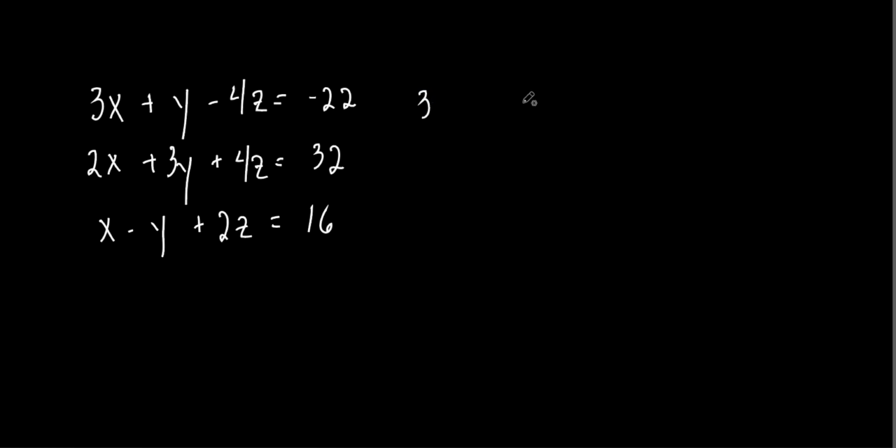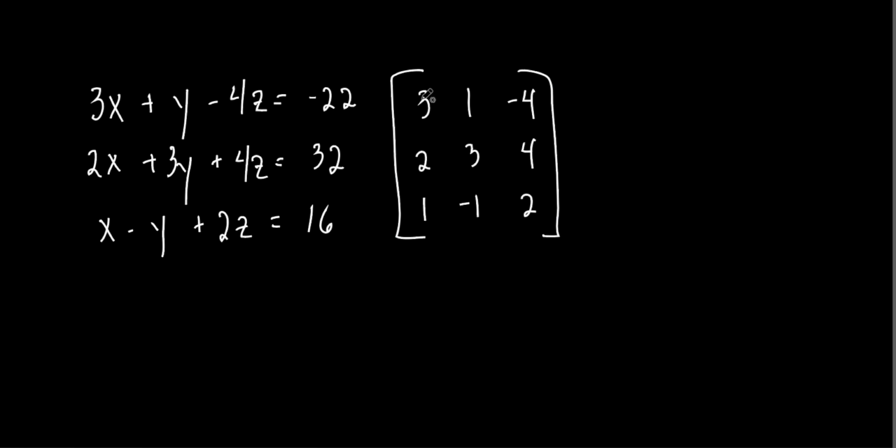So what's this going to be? Let's go across. So 3, what? 1, negative 4. Okay, let's just stop right there. Let's go to the next one. What's this going to be? 2, 3, 4. The next one? 1, negative 1, good, and 2. So we're going to make that into a matrix. Since this is multiplied by x, this is times y, this is times z, we're going to put times x, y, and z. If you go through that whole matrix thing, 3 times x, 1 times y, negative 4 times z, it works, doesn't it?